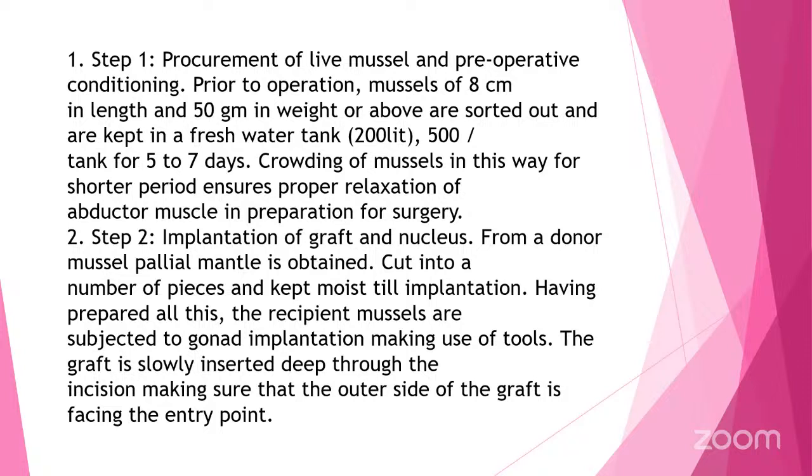Step 1, procurement of live mussel and pre-operative conditioning. Prior to operation, mussels of 8 centimeters in length and 50 grams in weight or above are sorted out and kept in a freshwater tank, which has 200 liter to 500 liter capacity, for 5 to 7 days. Crowding of mussels in this way for a shorter period ensures proper relaxation of the abductor muscle in preparation for surgery.